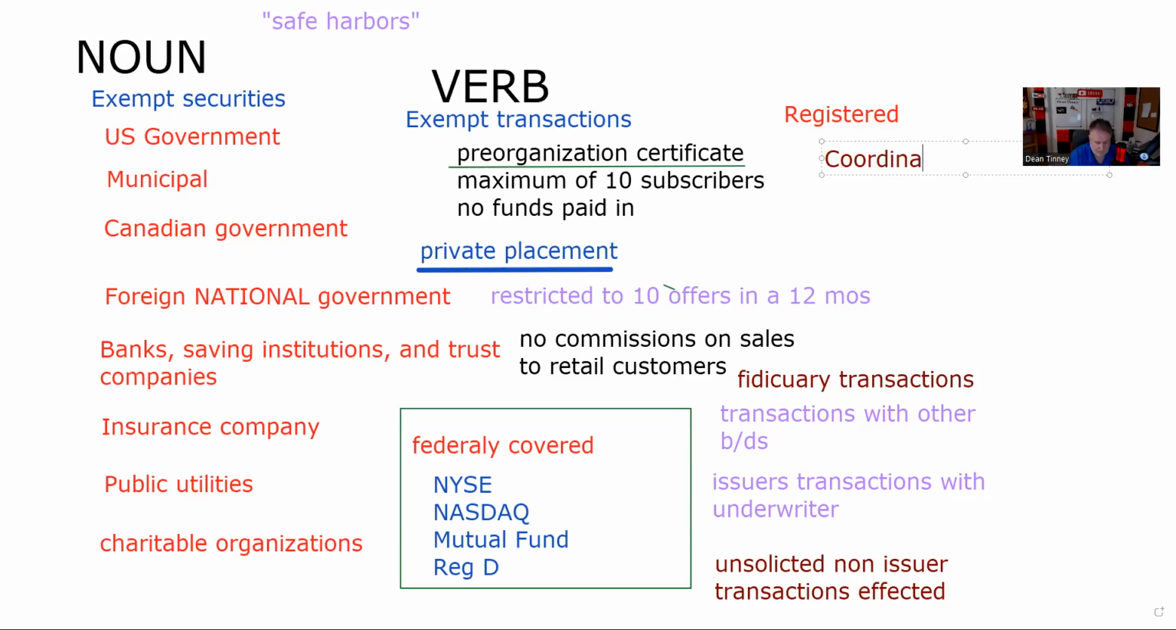Coordination would be used where I'm going to be coordinating a federal registration with a state registration. This would be kind of like a traditional IPO, and whatever documents we file with the SEC, we're going to also file with the state administrator. And remember, the other way we can do it, and the hardest one to do, is what we call qualification. Qualification would be for something that I can't coordinate.